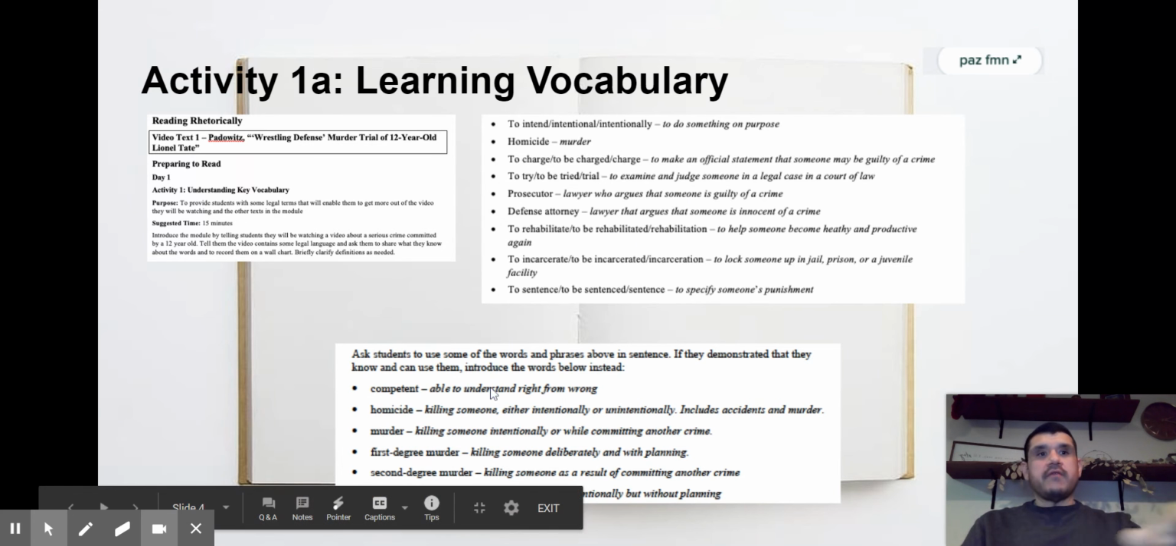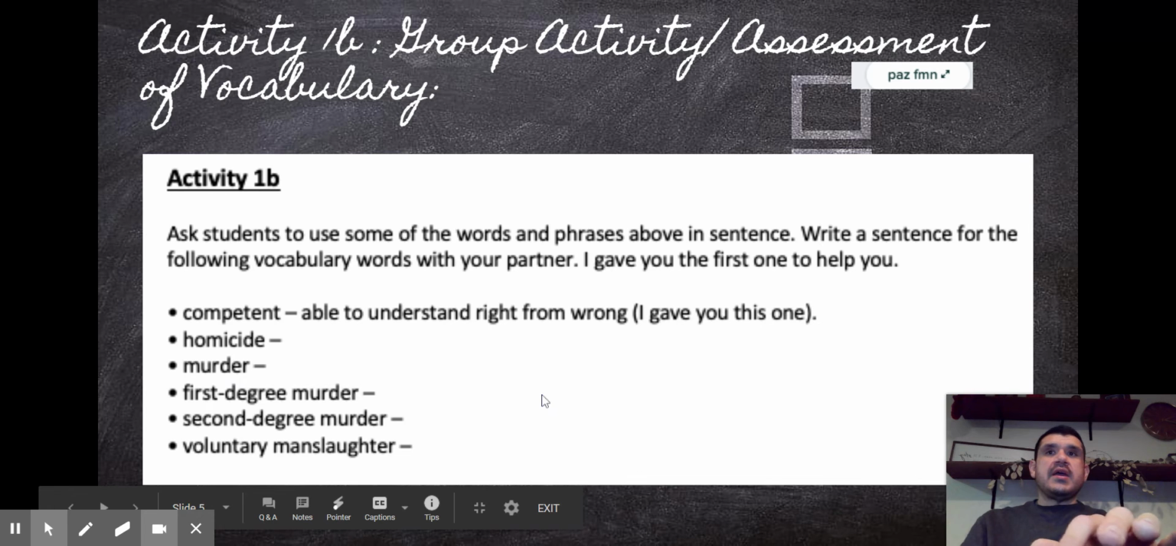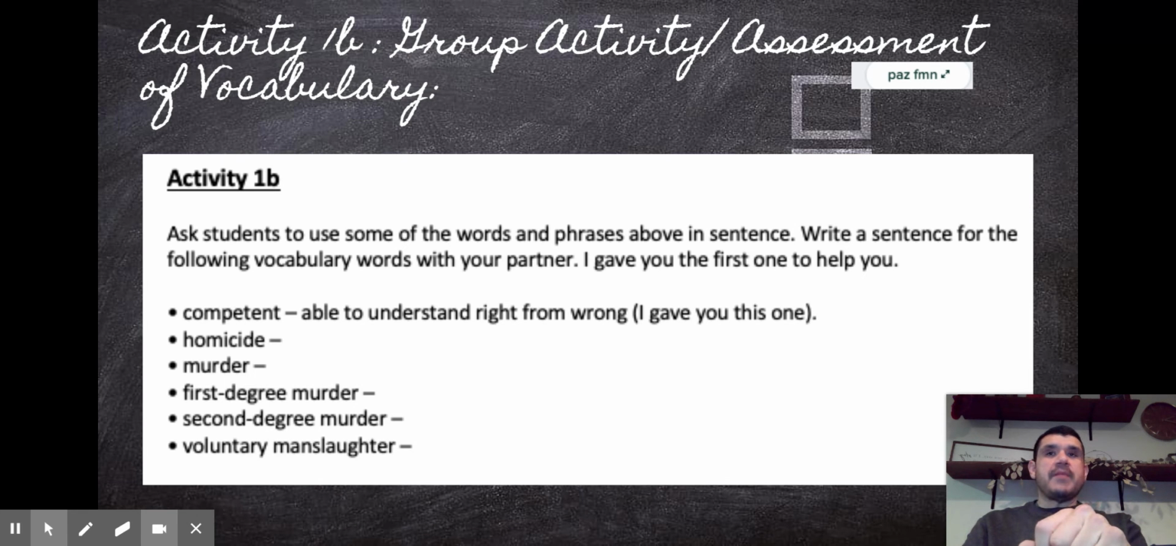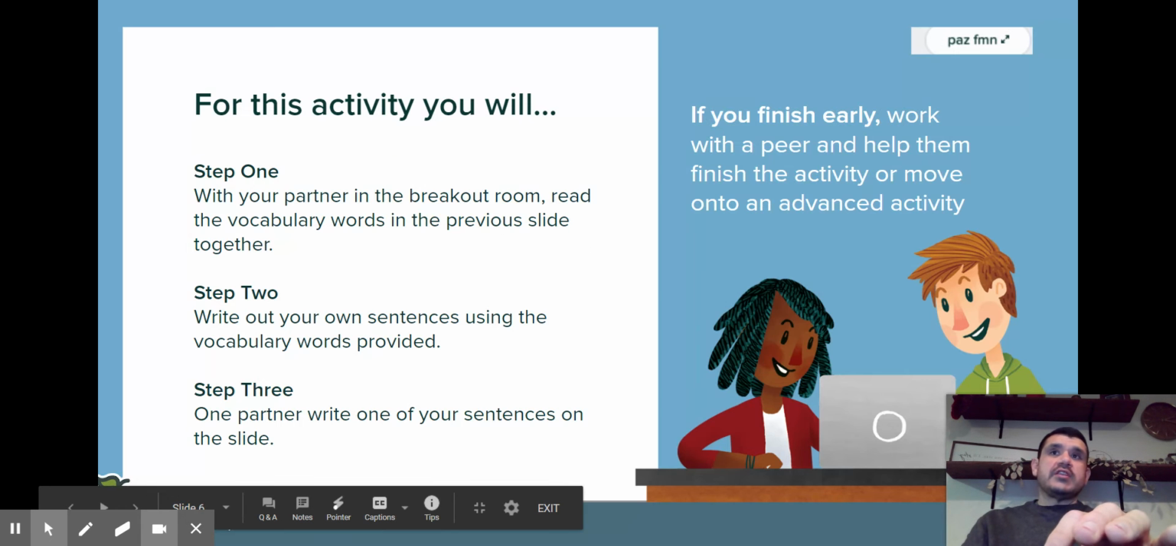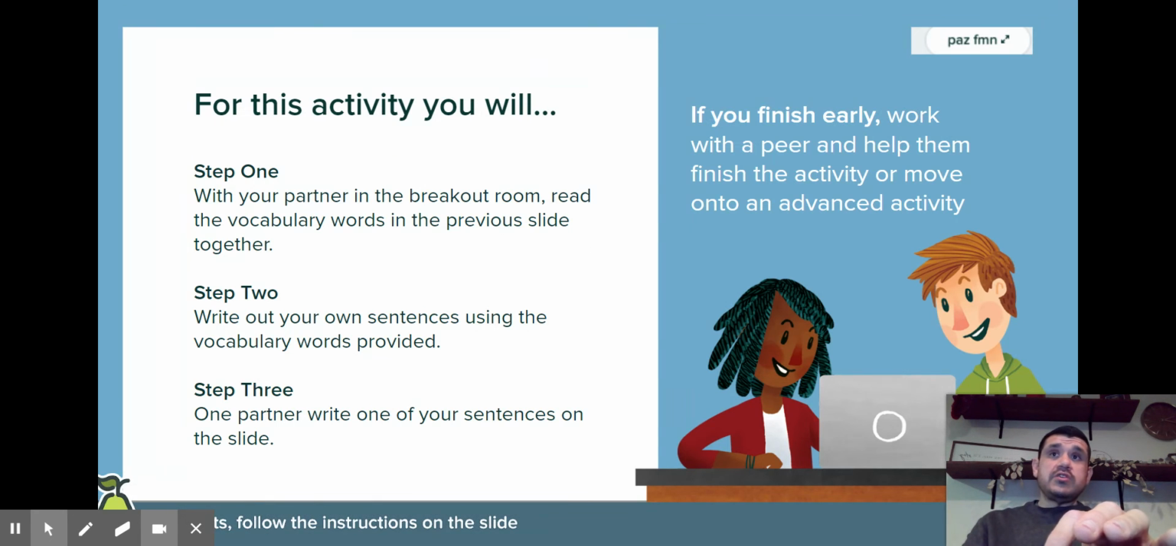And then on the second part of it, 1B, they will now have to finish these sentences here. What is homicide? What is murder? First degree. They will have to make up their own sentences. This allows them to think cognitively of what they read and if they understood by paraphrasing or restating what they read together.